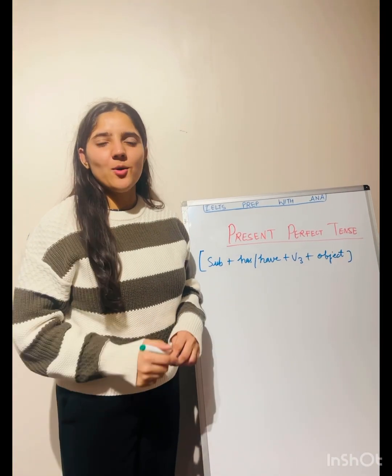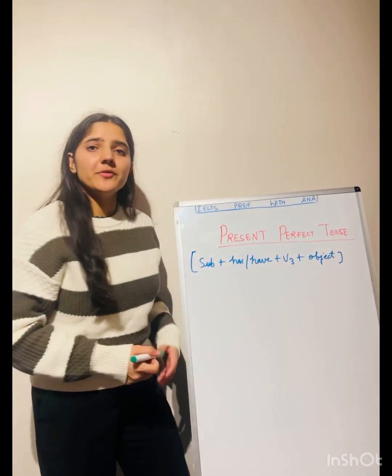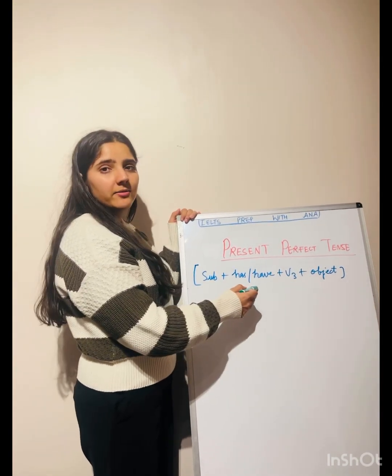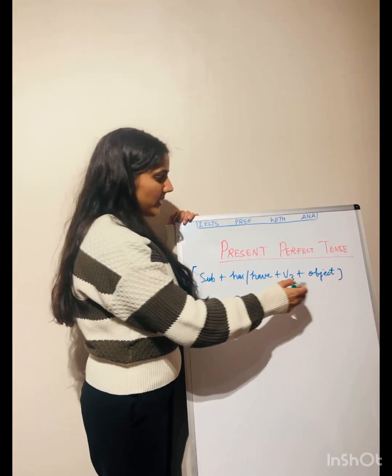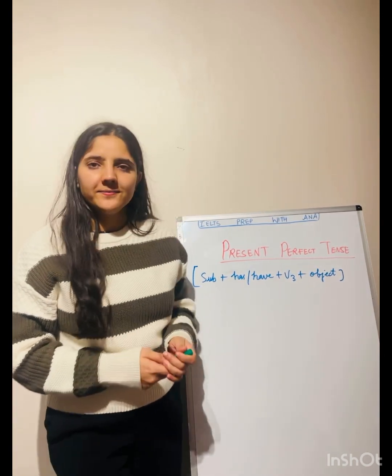The third type of present tense is the present perfect tense. So what's the formula of that? It's subject plus has, have plus verb third form plus object. Let's see some examples and learn more about it.